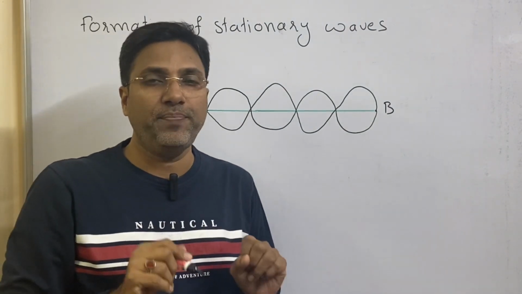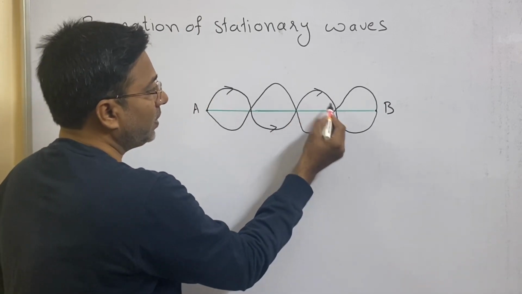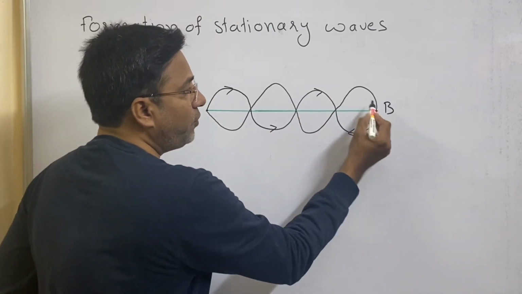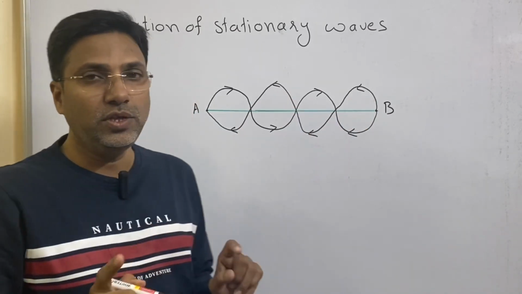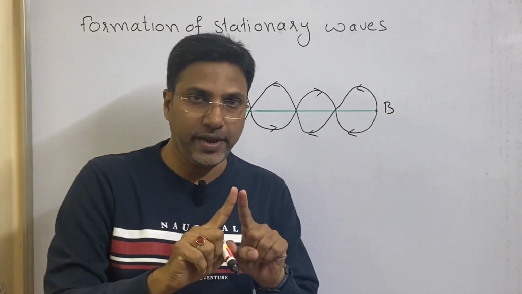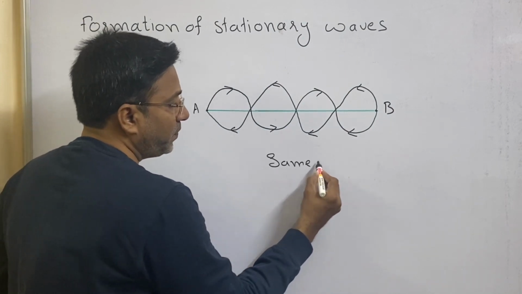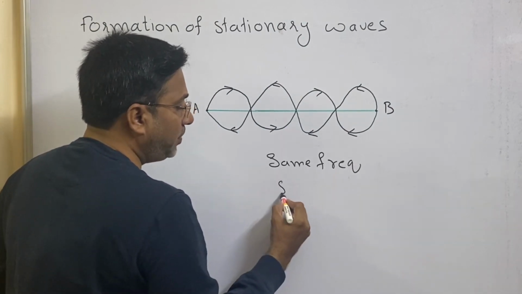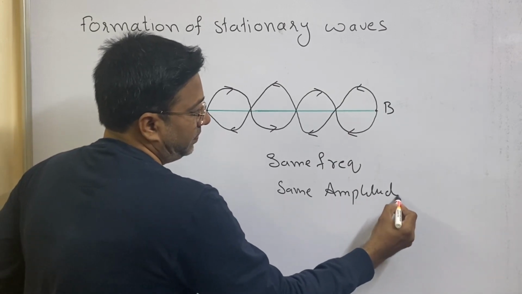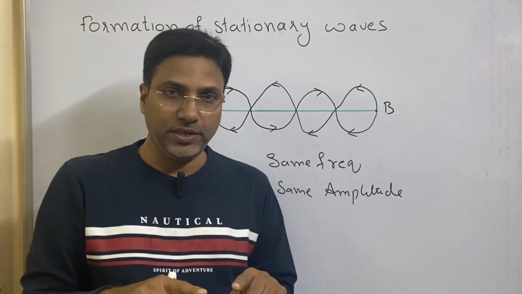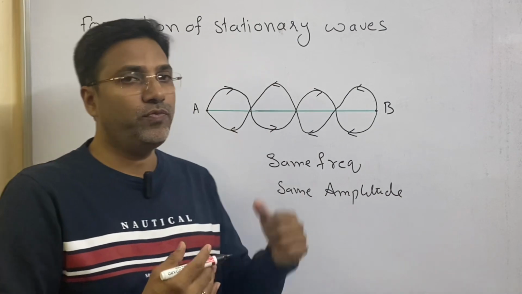Thus, in this case, there are two waves. One wave is moving forward and another wave, the reflection, is moving backward. Thus, two waves are traveling in opposite direction. When two waves of same frequency, same amplitude, travel in opposite direction, and if they overlap each other, then stationary waves will form.